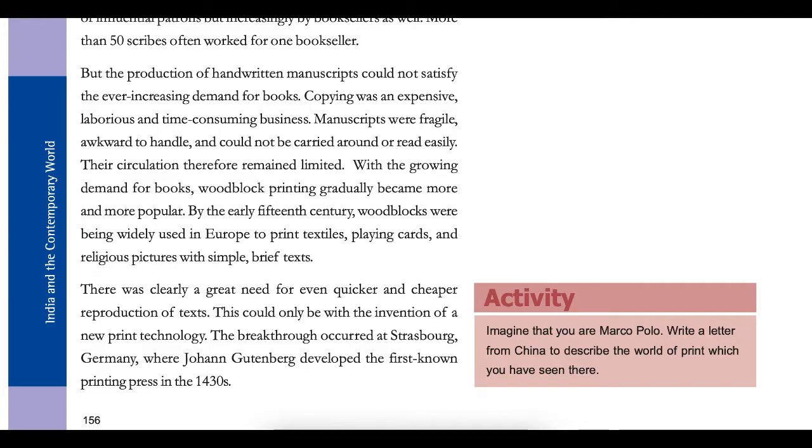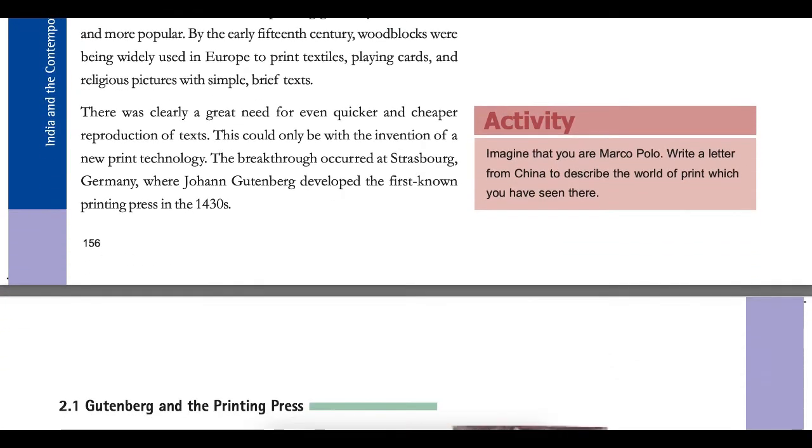By the early 15th century, woodblocks were being widely used in Europe to print textiles, playing cards, and religious pictures with simple, brief texts. There was clearly a great need for even quicker and cheaper reproduction of texts. This could only be done with the invention of a new print technology. The breakthrough occurred at Strasbourg, Germany, where Johann Gutenberg developed the first known printing press in the 1430s.